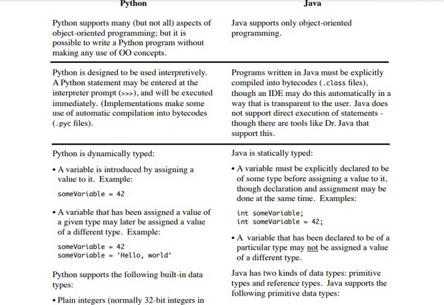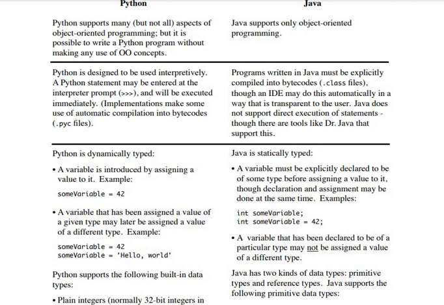We'll see some basic differences between Python and Java. C++, Python, Java, all are object-oriented programming languages. So Python is an interpreted language, whereas Java is compiled.